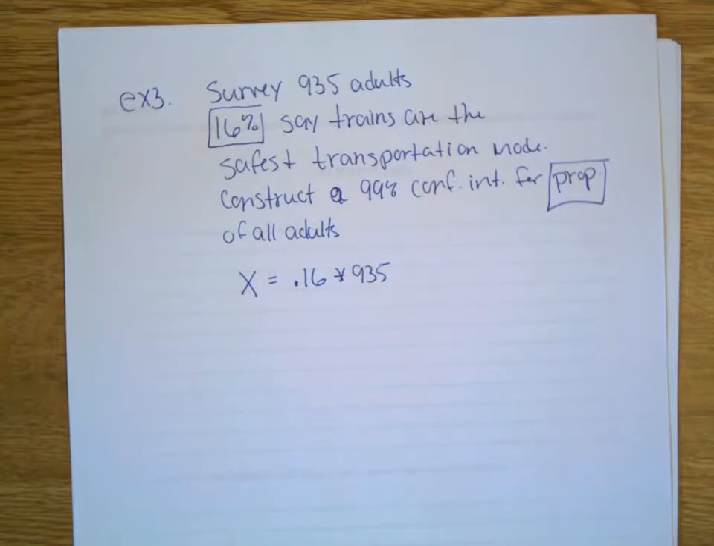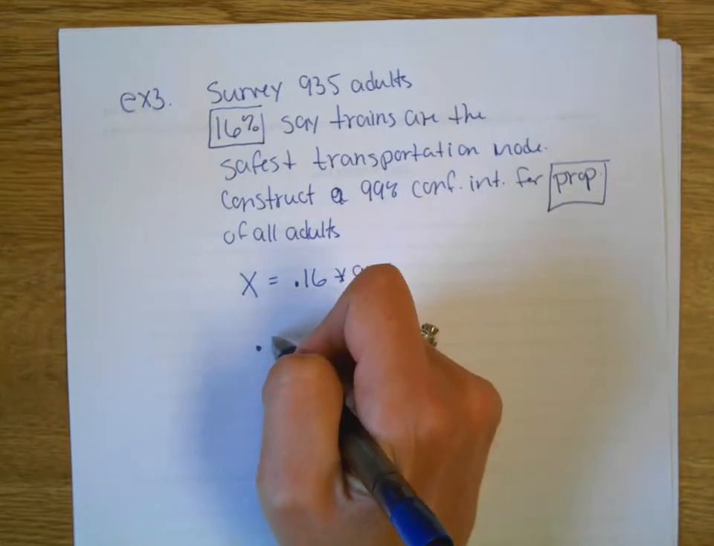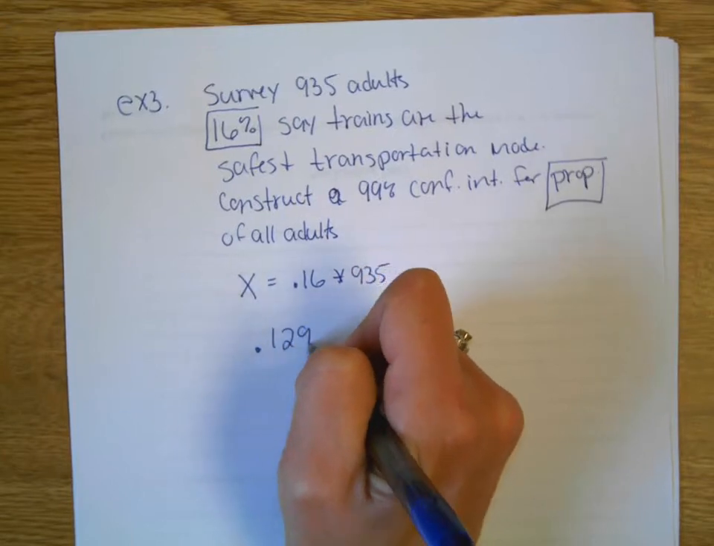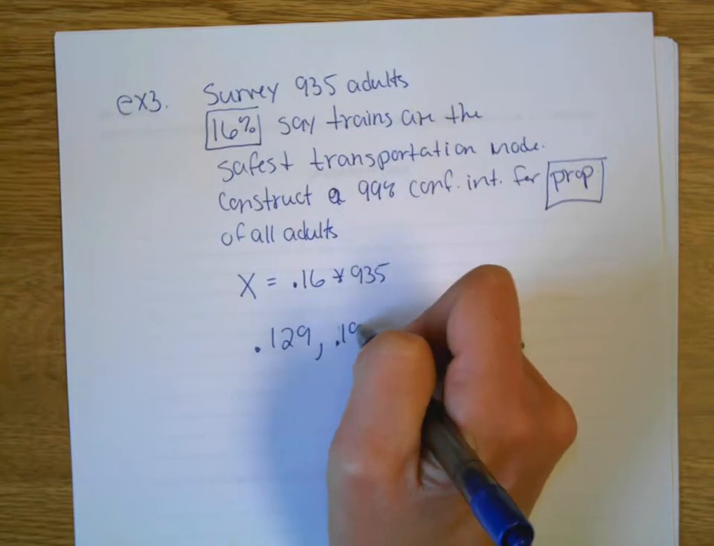Sample size, though, was 935. And we're doing a 99. Calculate. Why does it say error? You didn't change your decimal to a whole number. So it's between almost 13% and a hair over 19%.